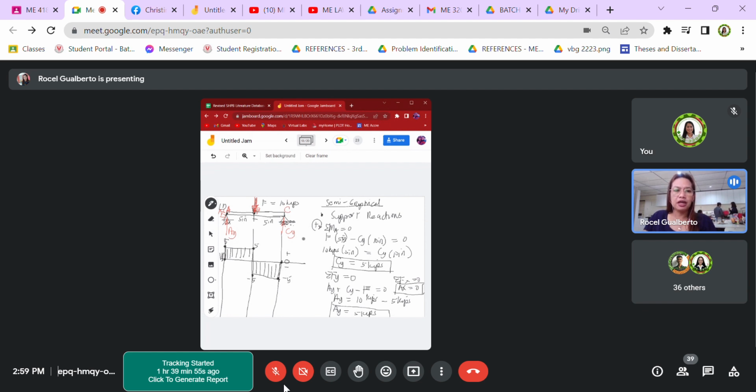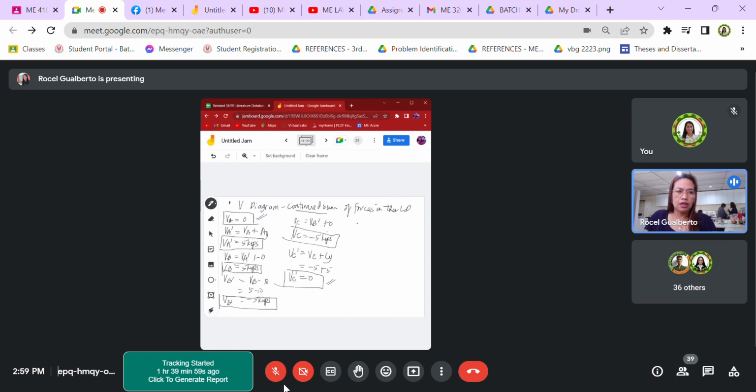And then, after that po, okay, you'll have the moment diagram. Okay, so solve for the moment. Okay, so unlike po sa shear, dalawa yung value. Dito po, tig-isa lang.